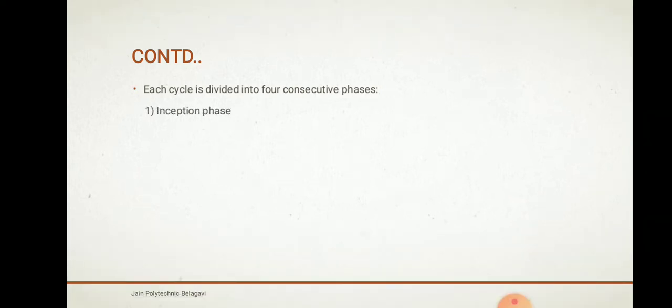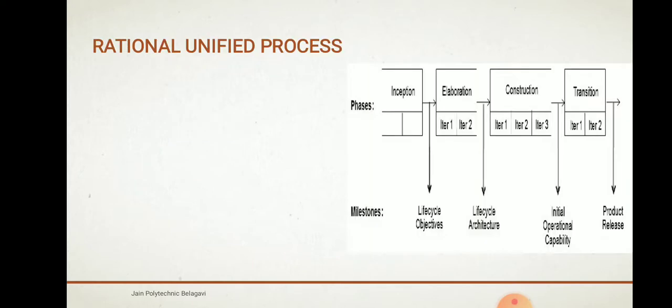Here is the inception phase, elaboration phase, construction phase and transition phase. So these are the phases involved in the Rational Unified Process. As you can see in the diagram, there are 4 phases: inception, elaboration, construction and transition.